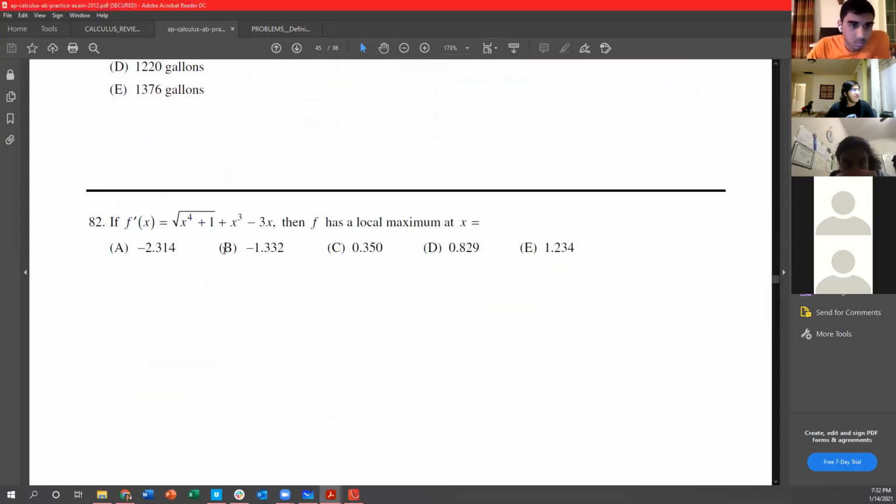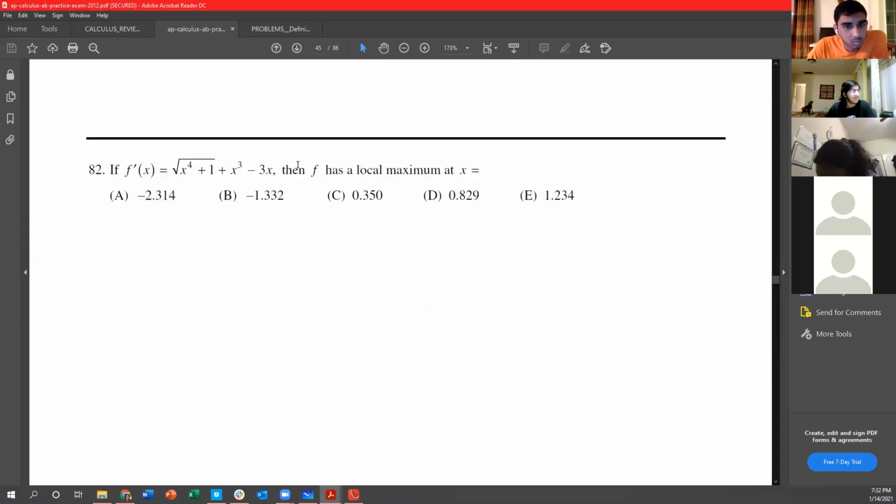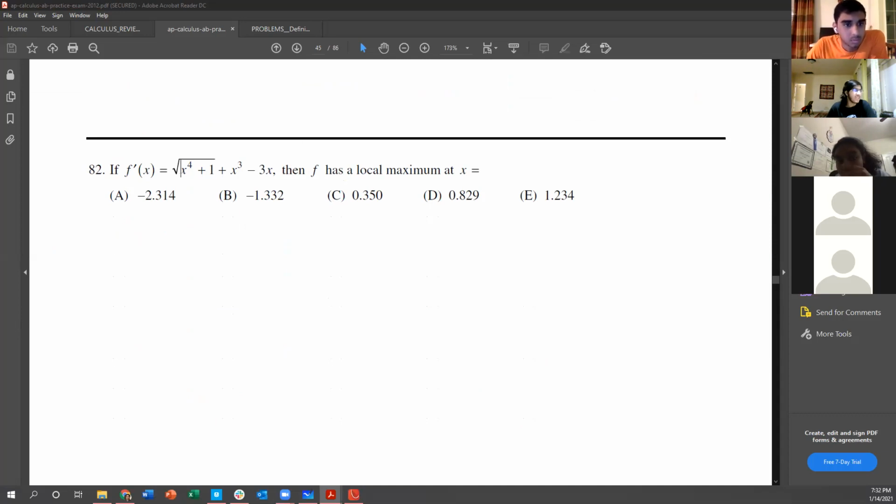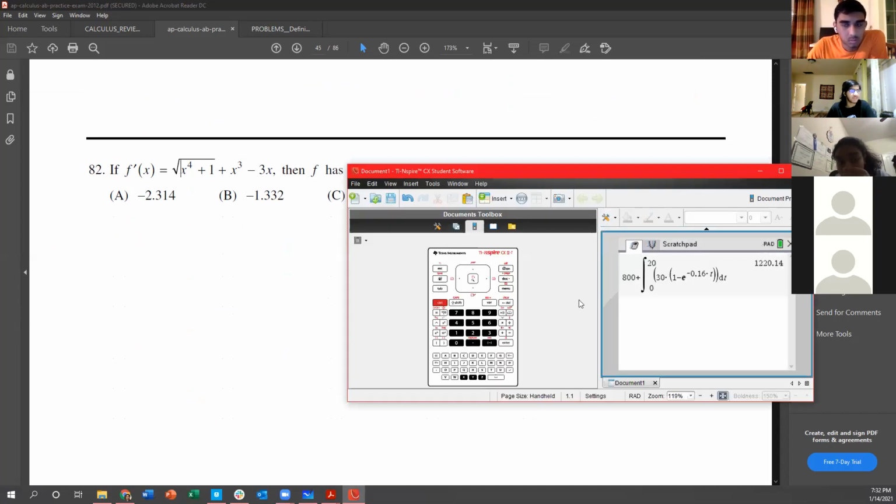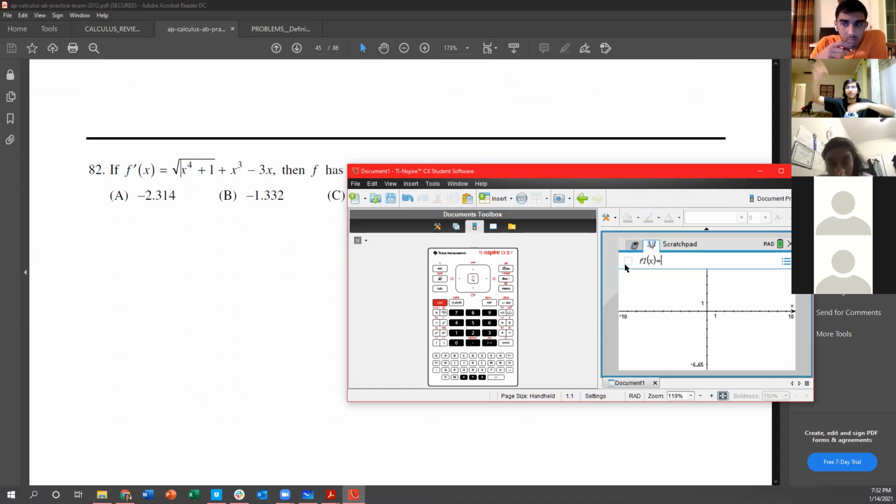Same thing here. If f prime of x equals that, then f has a local maximum. To find where f has a maximum, we want to set f prime of x equal to 0, right? Or the easier way might be simply to graph this function, because if we can graph this function, then we can find where the derivative equals 0 and see whether it's increasing or decreasing before and after that point. Does that make sense?